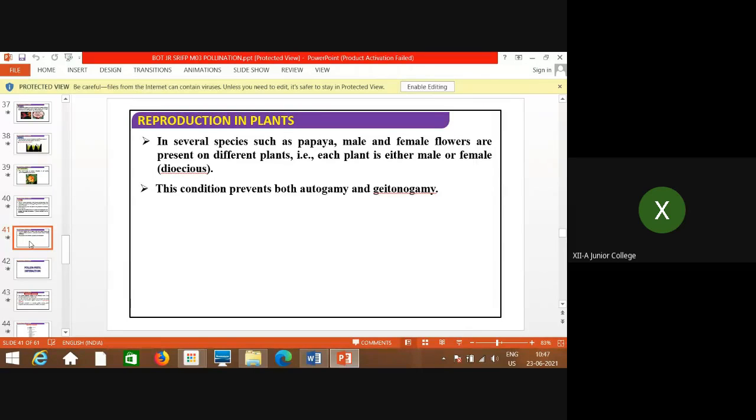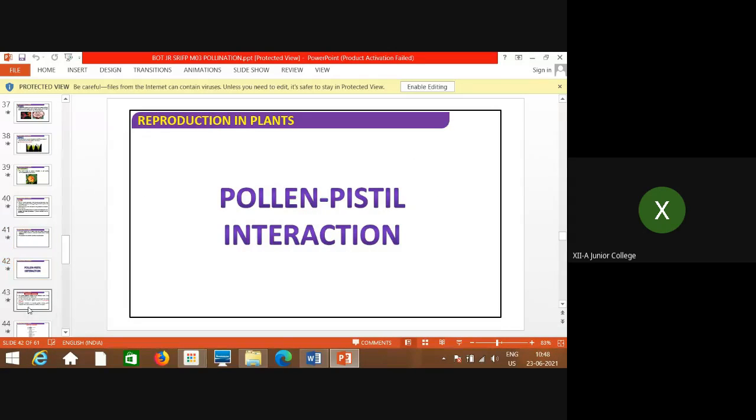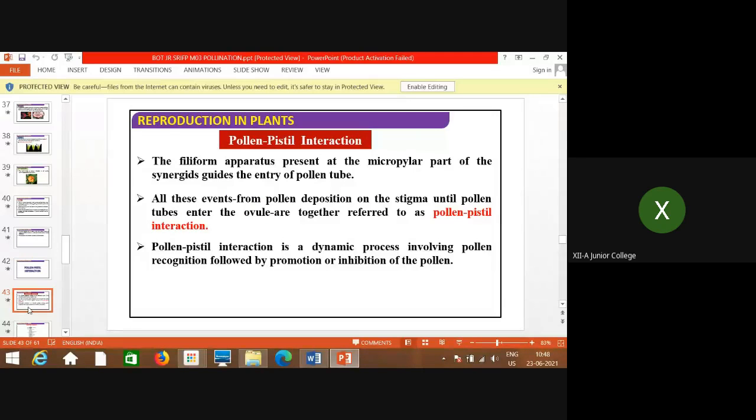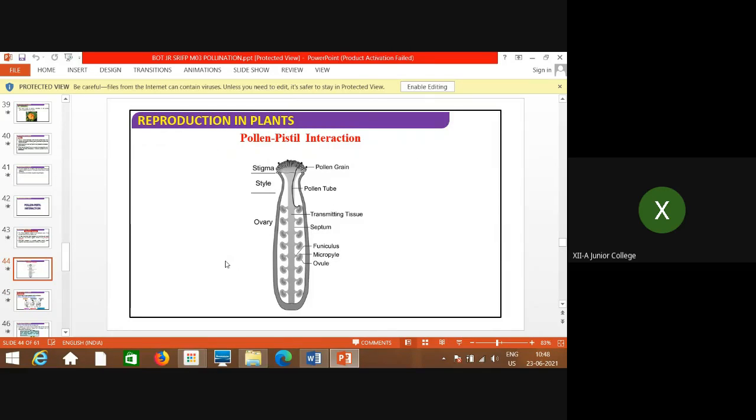So these are some of the examples. In several species, such as papaya, male and female flowers are present on different plants. In such a case, that is the dioecious nature, there is only a chance of cross pollination and not self pollination. Now, pollen pistil interaction: as we discussed, the pistil has the capability to recognize the pollen grain. If pollen grains of another species fall on the stigma, it will deny the further process of fertilization. It will inhibit the further development of those pollen grains, but it will promote the development of the pollen grains of the same species. So this is what is called pollen pistil interaction.